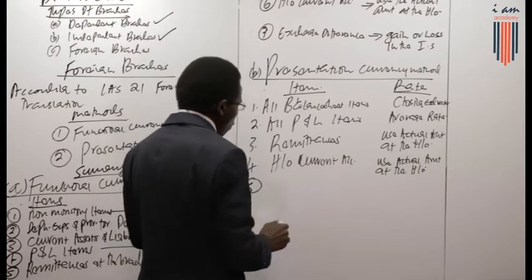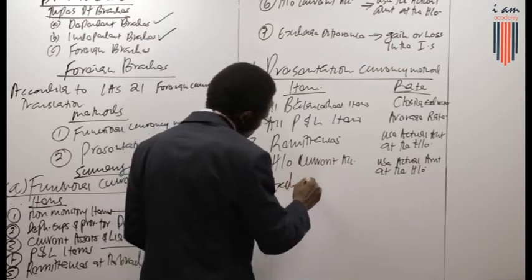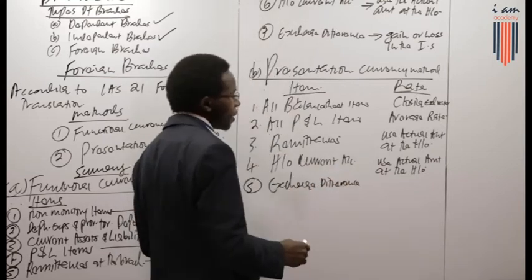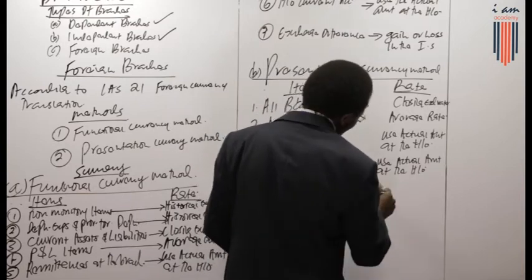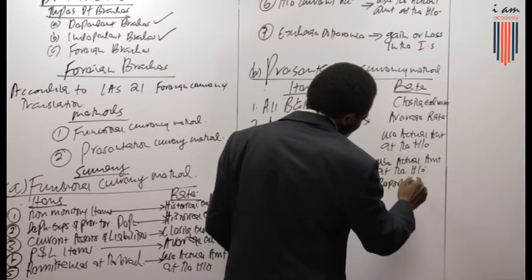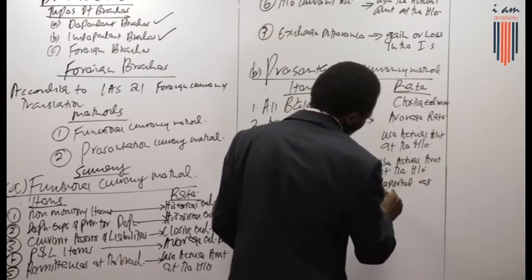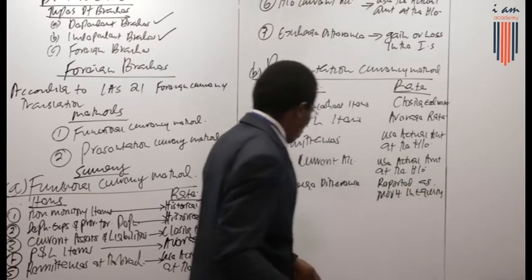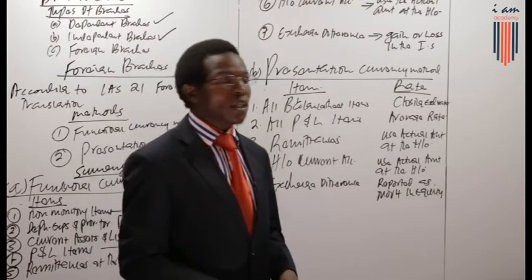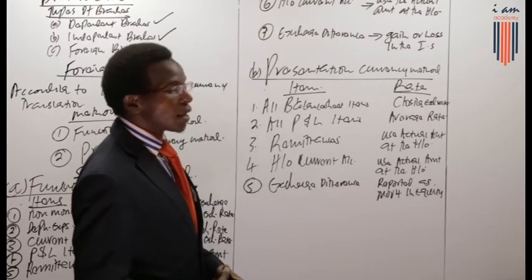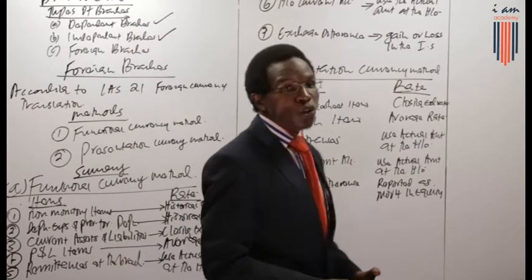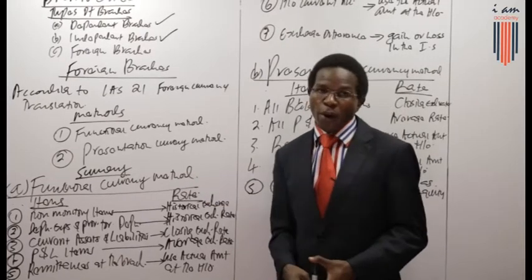And finally, we talk about the exchange difference. The exchange difference will be reported as movement in equity, and that is under capital and reserves. So that's a summary of what you should remember when it comes to foreign branches.